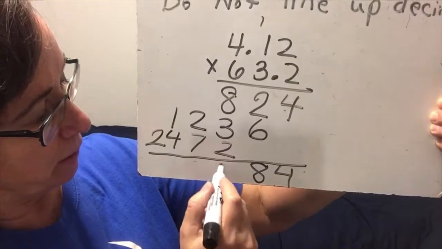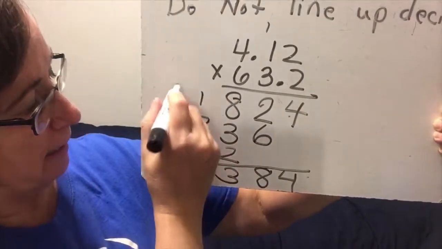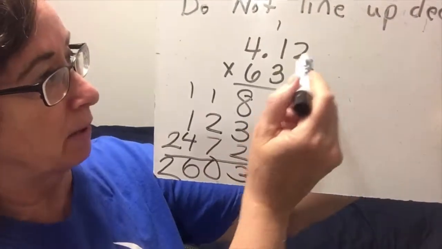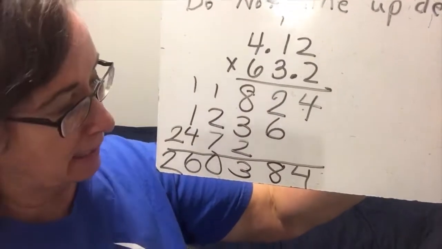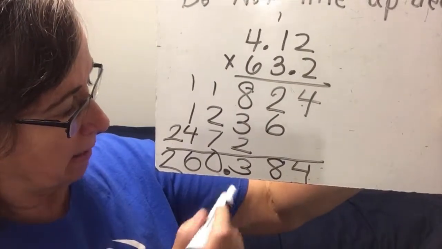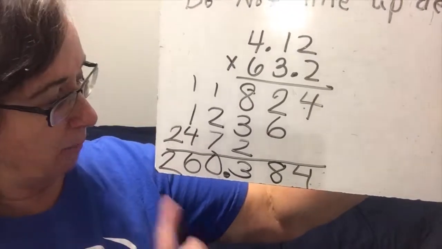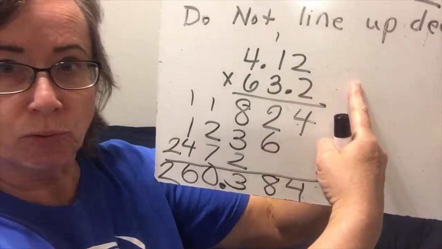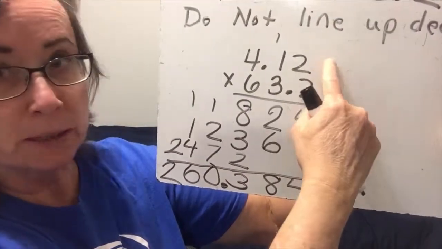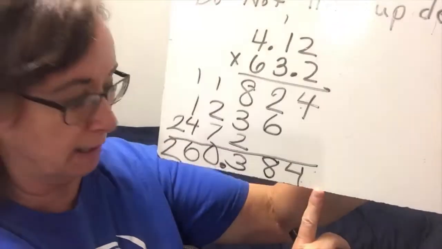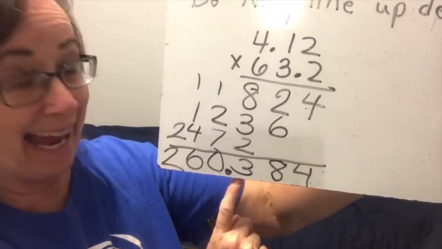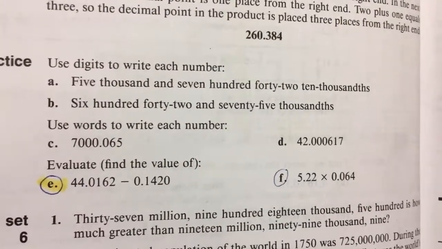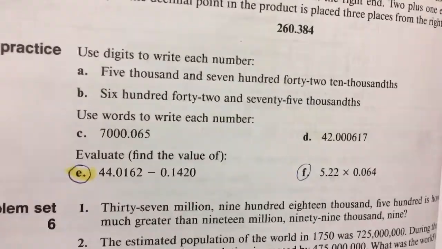And I get 11, 12, 13, and 10, and 6, and 2, and now I take care of my decimal. I have 1, 2, 3 places behind the decimal, 1, 2, 3 places behind the decimal. So let's read this new number here. So this is the product, because this was the multiplicand and the multiplier and the product. So now we have 260 and 384,000. Okay, let's look at our practice problems here so that you know how to do your homework.